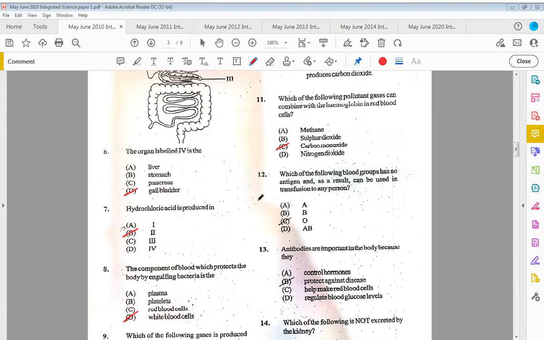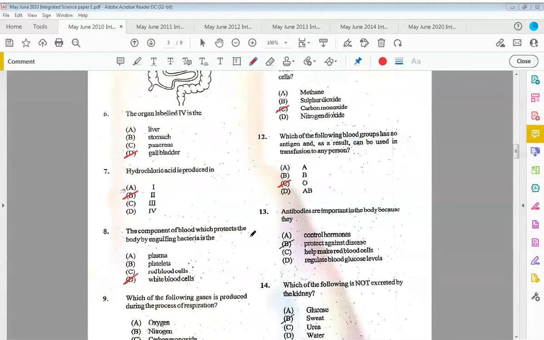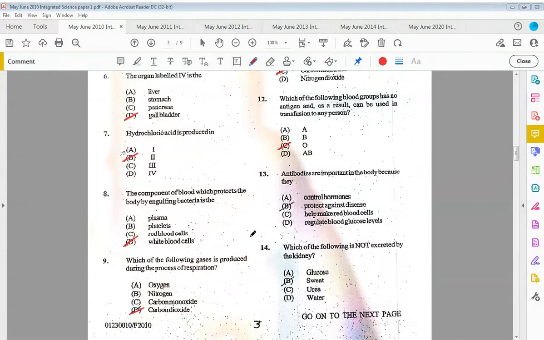12. Which of the following blood groups has no antigen and, as a result, can be used in transfusion to any person? The answer is C, which is O. So, persons who have the blood type O, that is known as the universal blood group. They can give blood to anybody, but they can only receive blood from other persons who are also O blood type. 13, antibodies are important in the body because they protect against diseases.